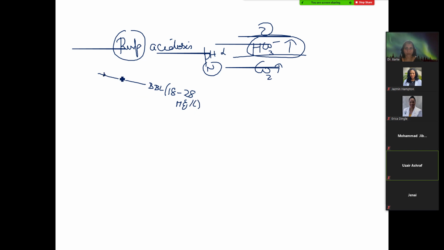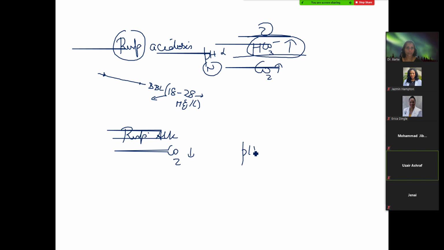It's on the blood buffer line. But if it has compensated, it should go way below 18 or above 28. It has to move away from the blood buffer line. In respiratory alkalosis, now what happened? CO2 is less, and according to the Henderson equation, if CO2 has decreased, the only organ which can compensate in respiratory alkalosis is the kidney. Lungs are defective, they cannot compensate.